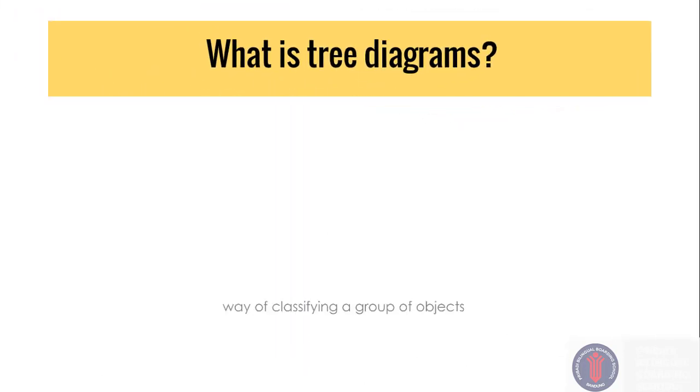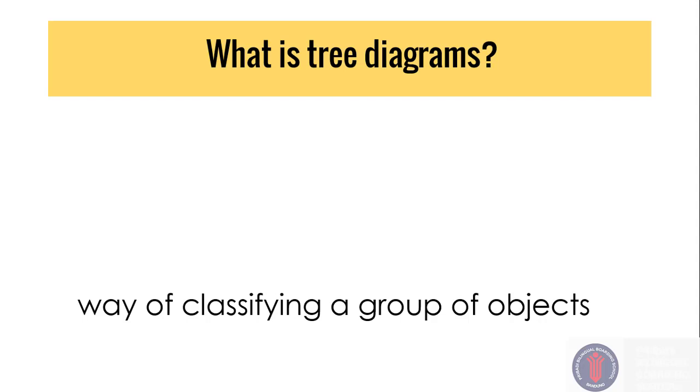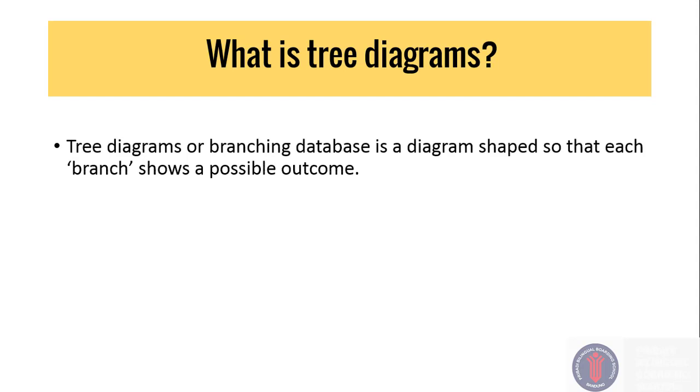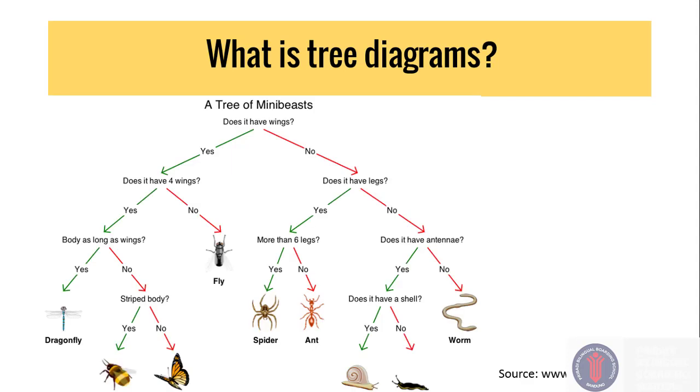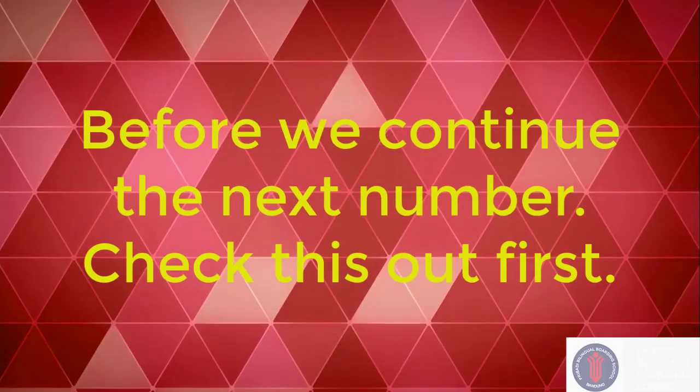What are tree diagrams? A tree diagram is a way of classifying a group of objects. Tree diagrams, or sometimes we call them branching databases, are diagrams shaped so that each branch shows a possible outcome. We will be asked a series of questions, each of which must be answered yes or no. Then only one of the choices matches your answers and the object is identified. This is one example of a tree diagram of animals.